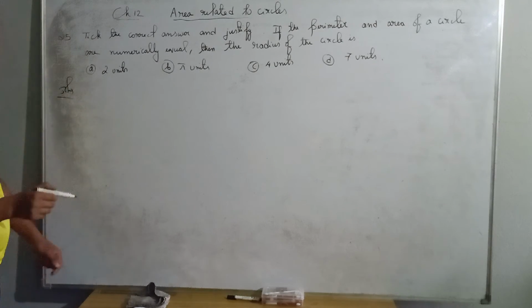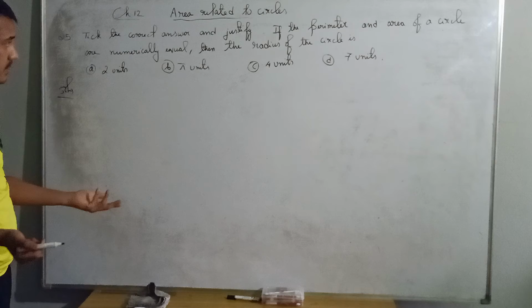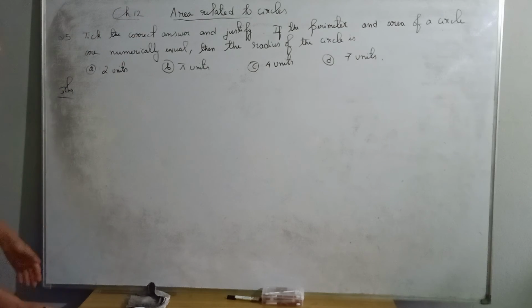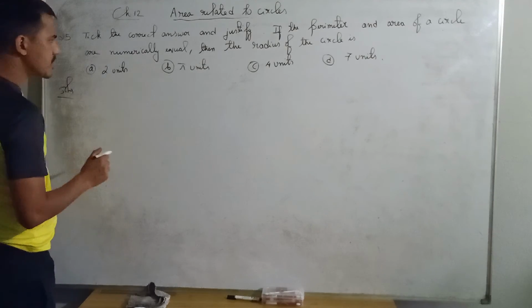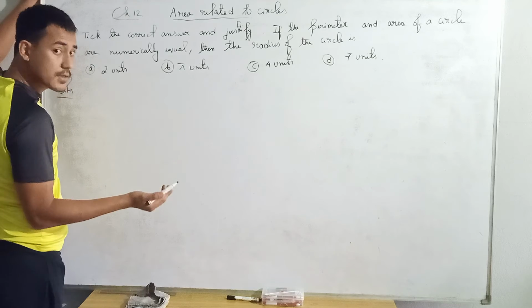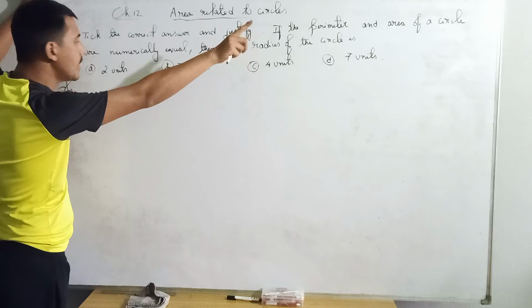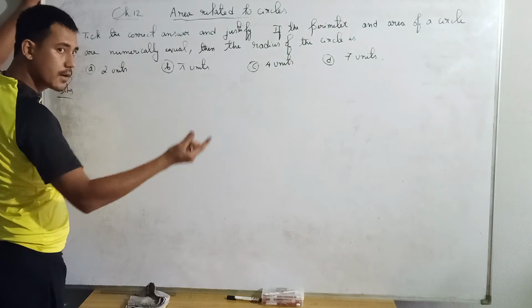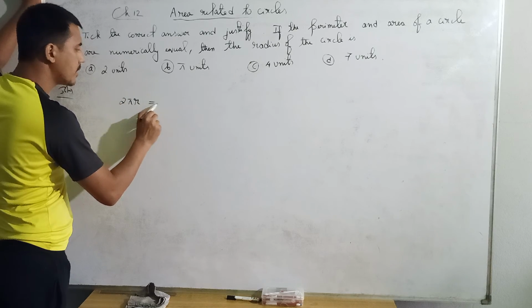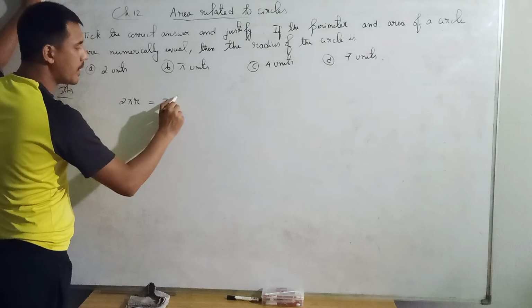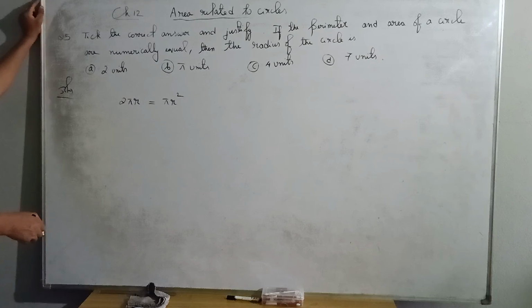Now question says, perimeter and the area of a circle. There is one circle having some radius, okay. They are numerically equal. Then we need to find what is the radius of that circle. So let r be the radius of that circle. Perimeter means circumference. So circumference of circle is 2 pi r, and area of the circle is pi r square. So they are numerically equal. So 2 pi r should be equal to pi r square.